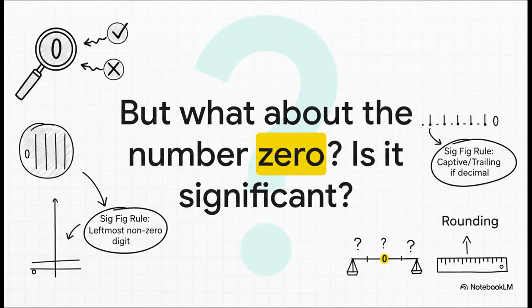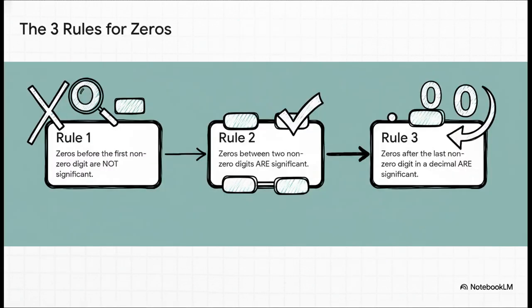Right, so this brings up a really good question. What about zero? Is it important or not? Well, sometimes it is, and sometimes it isn't. I know, it sounds a little tricky, but don't worry. There are a few simple rules that make it super easy. And here they are, the 3 simple rules for our friend the zero. Let's go through them one by one. First, zeros at the start, not significant. Second, zeros in the middle, yep, they are significant. And third, zeros at the very end of a decimal, those are significant too. Okay, let's break these down with some examples so you can see what I mean.